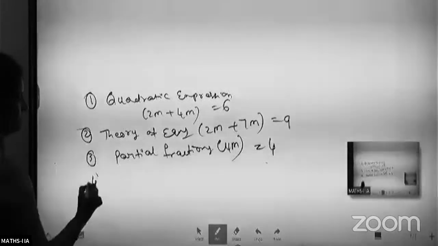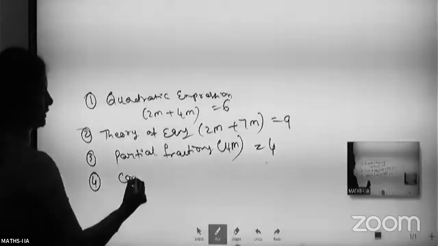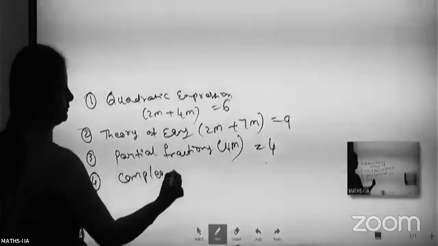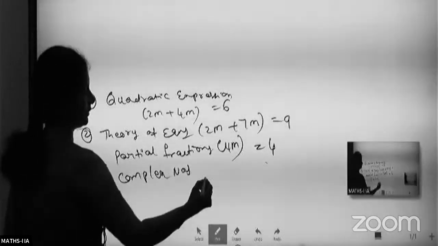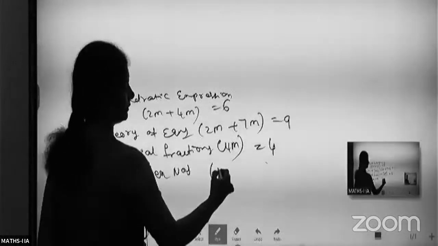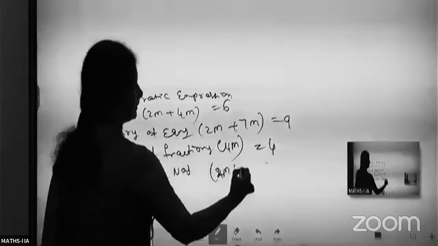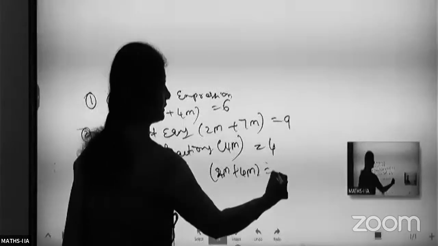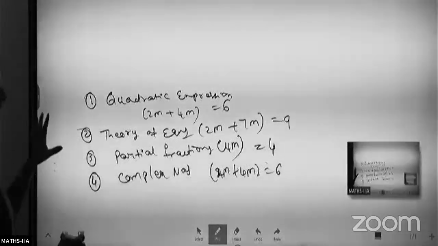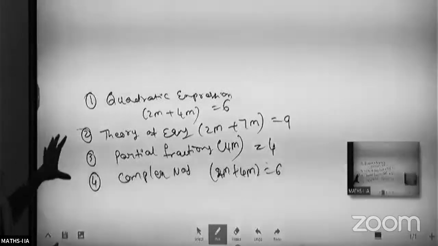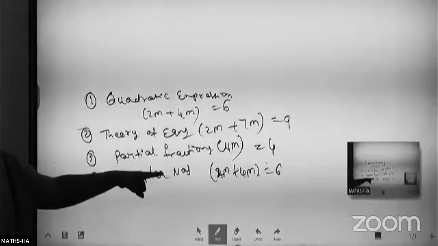Then complex numbers again. So here also 1 2-mark question and 1 4-mark question. Total it is 6. If you just focus on these 4 chapters, altogether how much are you getting? 25 marks you are getting.